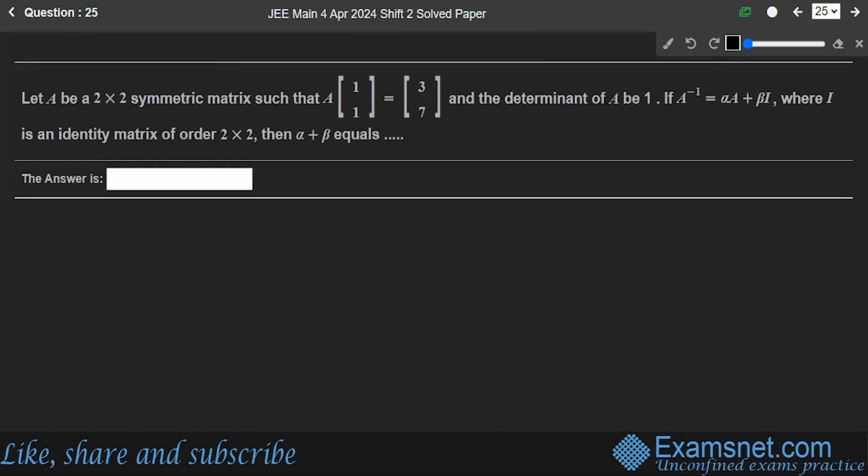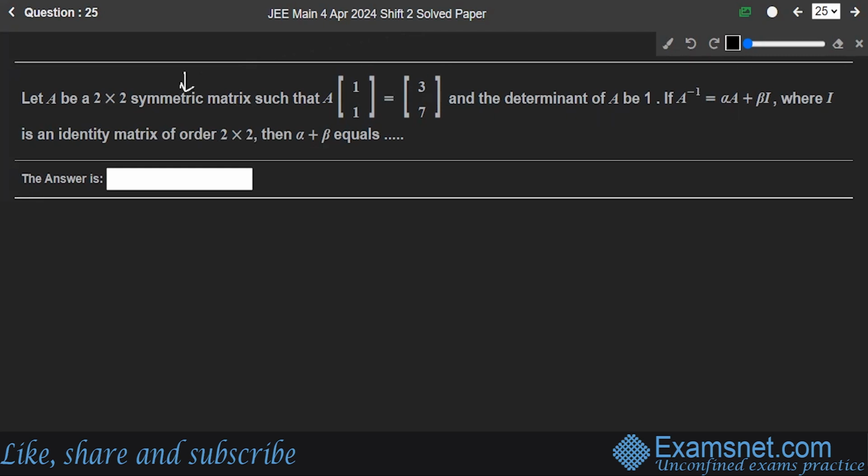Question number 25, let A be a 2 by 2 symmetric matrix such that A into 1, 1 matrix is equal to 3, 7 matrix. Then the determinant of A is equal to 1. If A inverse is given by this expression where I is an identity matrix of order 2 by 2, what is alpha plus beta equal to?